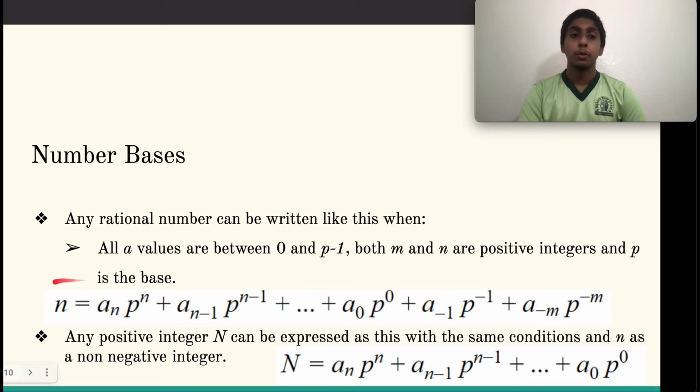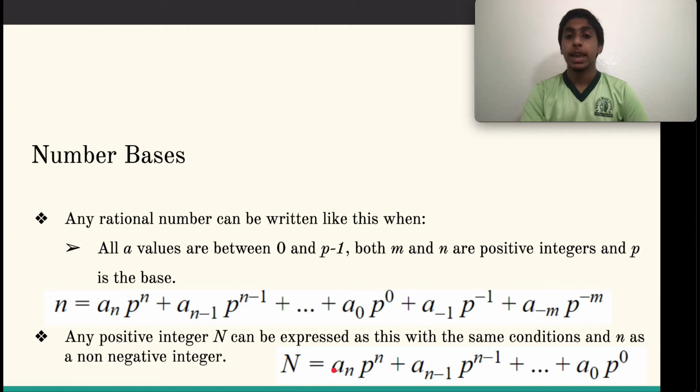So this is for decimal numbers. That's why you'd be using a to the power negative 1. If you had any number after the decimal point, then you would use p to the power negative 1 and a to the power negative 1, these terms. But for any positive integer, you don't need all these negative terms, because there are no numbers after the decimal point.